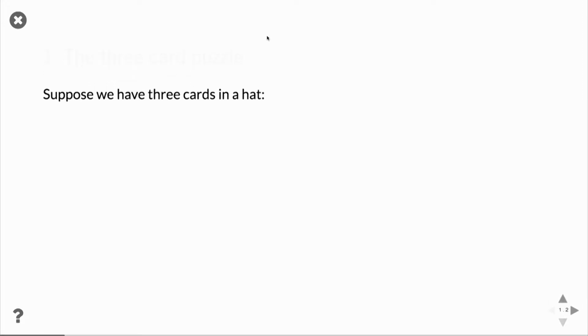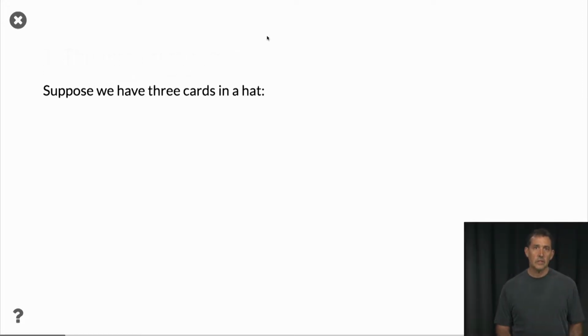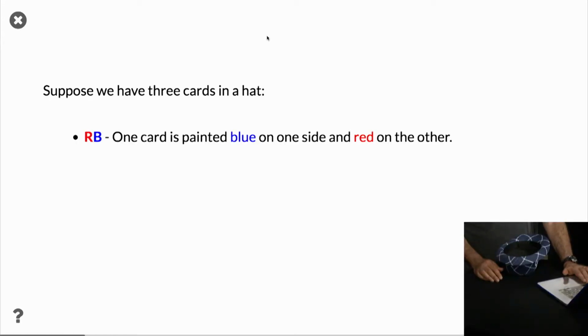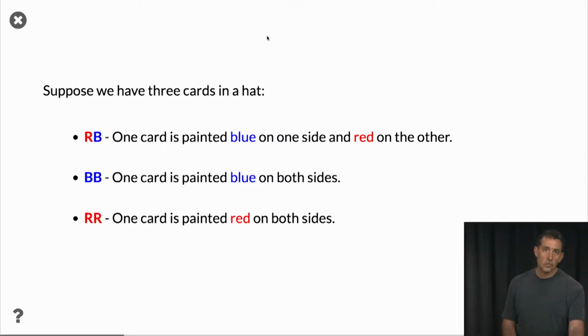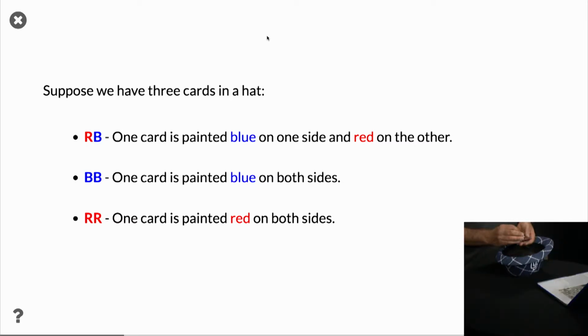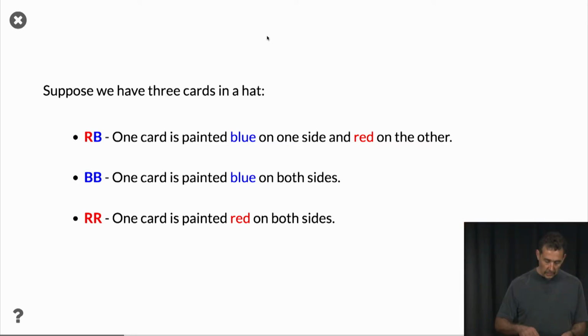What I want you to imagine is that you have 3 cards in a hat. One card is red on one side and blue on the other side. One card is blue on both sides. And one card is red on both sides. So I have those cards here. Let me show you. Here is the card that has red on one side, blue on the other side. This is a card that has red on both sides. And this is the card that has blue on both sides. Okay? Simple enough.